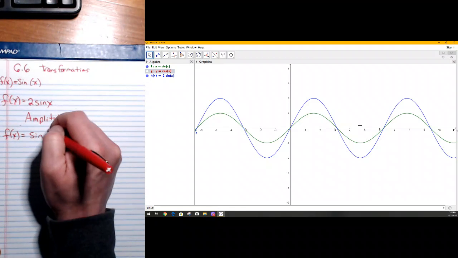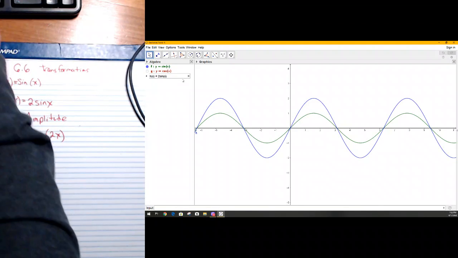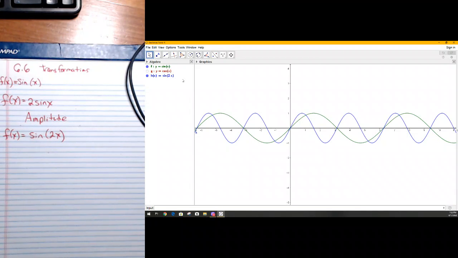Now, if I decide that I want to multiply 2 inside, now we're looking at a horizontal shrink. And I'm going to take that and I'm going to change this. And what's going to happen is it's going to double the amount of bumps that I have normally with a normal sine function. The green normal sine function, I have 2 bumps per 2 pi. This one in here, I'd have 4 bumps per 2 pi.